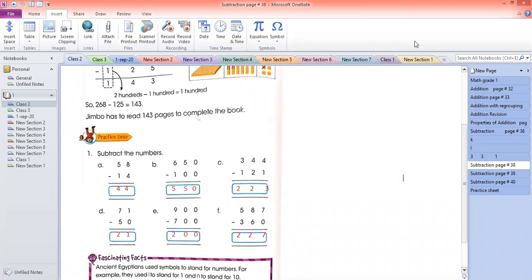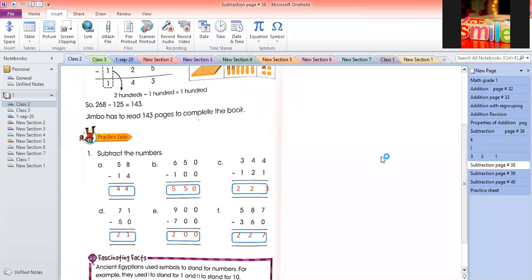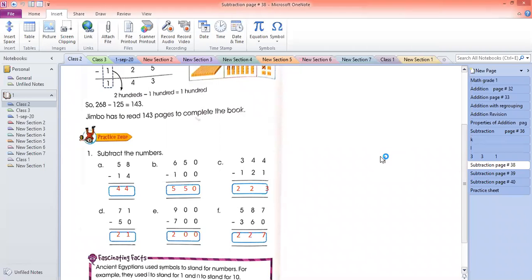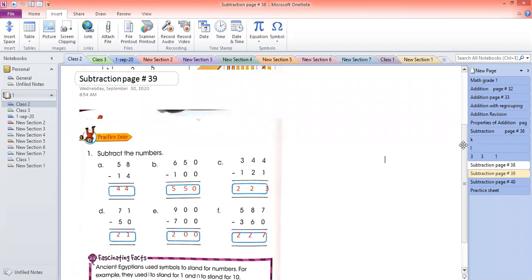So this is actually lesson number 24 for grade 2 mathematics, and we are starting now today subtraction with regrouping. This is subtraction with regrouping.